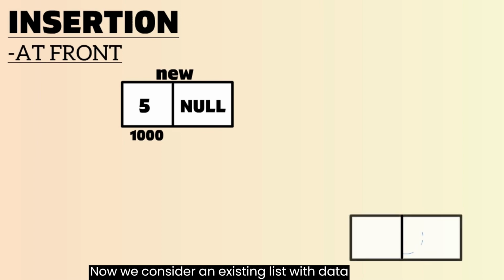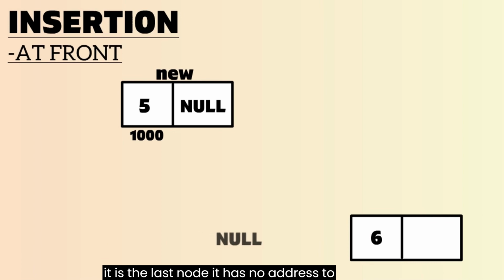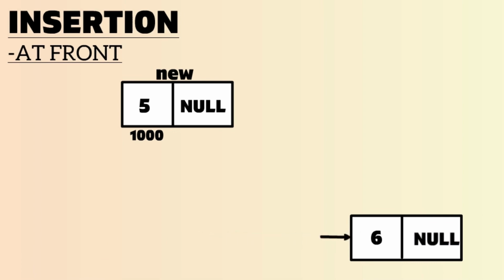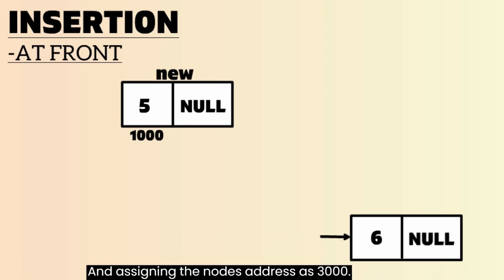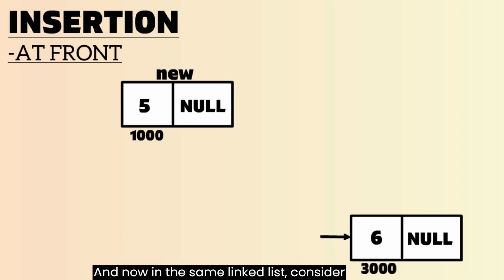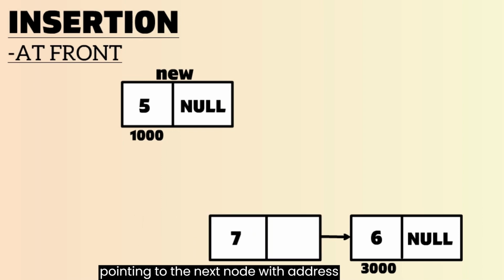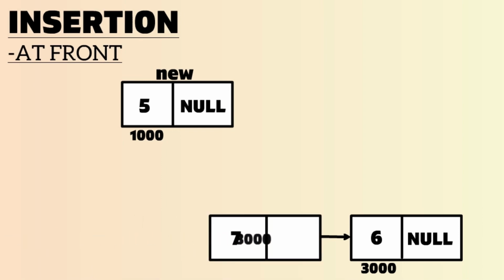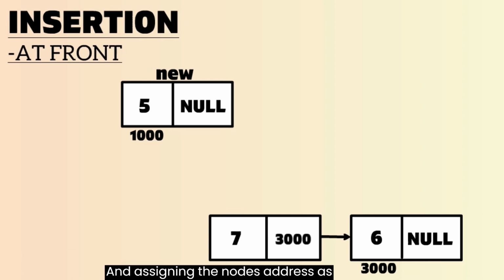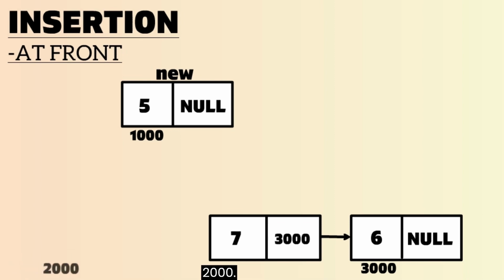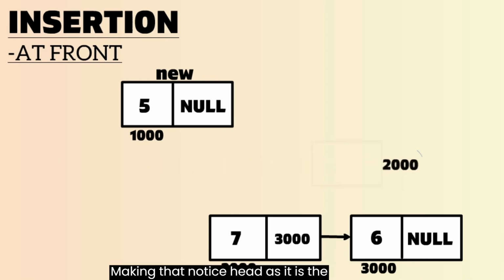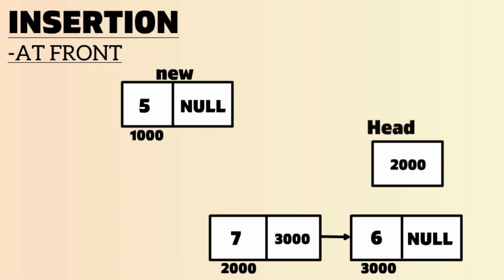Now, we consider an existing list with data 6 and an address pointer as null. Since it is the last node, it has no address to point to. And assigning the node's address as 3000. And now, in the same linked list, consider another node with data 7 and address pointing to the next node with address 3000. And assigning the node's address as 2000. Making that node as head as it is the first node of the list.